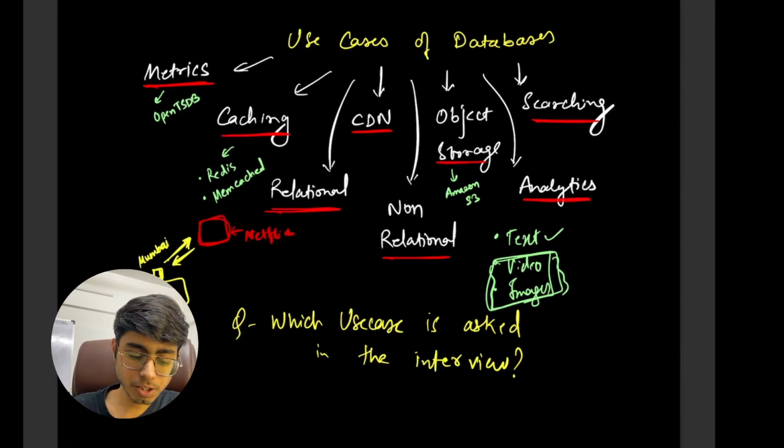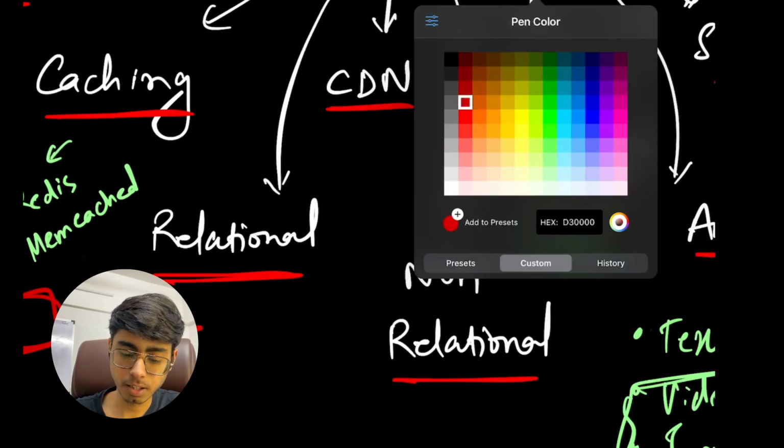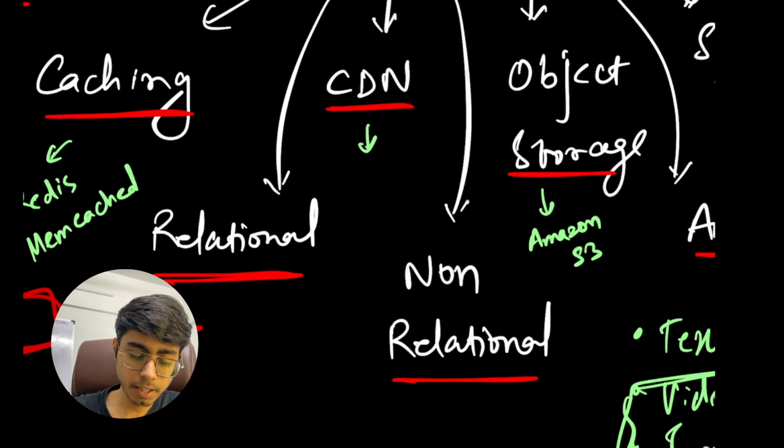Okay, so we understood that CloudFront is a famous CDN by Amazon. I'll switch back to my previous color. So the CDN by Amazon: CloudFront.